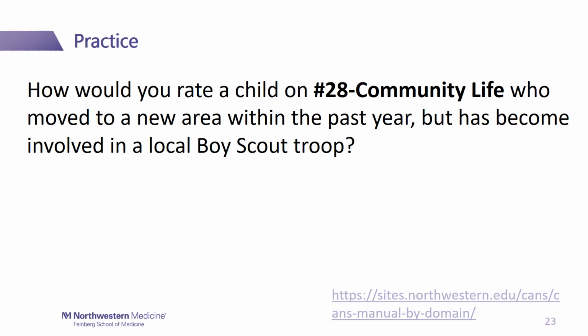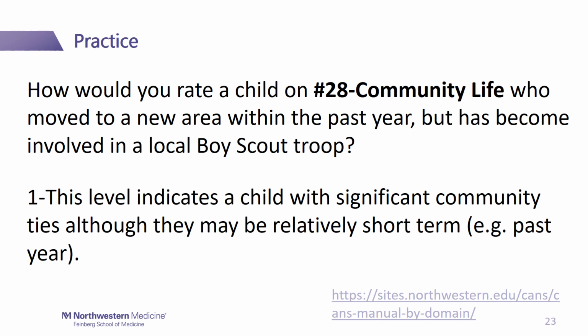How would you rate a child on 28, community life, who moved to a new area within the past year but has become involved in a local Boy Scout troop? The preferred score on this would be a 1. This level indicates a child with significant community ties, although they may be relatively short, for example, the past year. We see that a 0 is that they have had longer term ties to the community, more than a year.